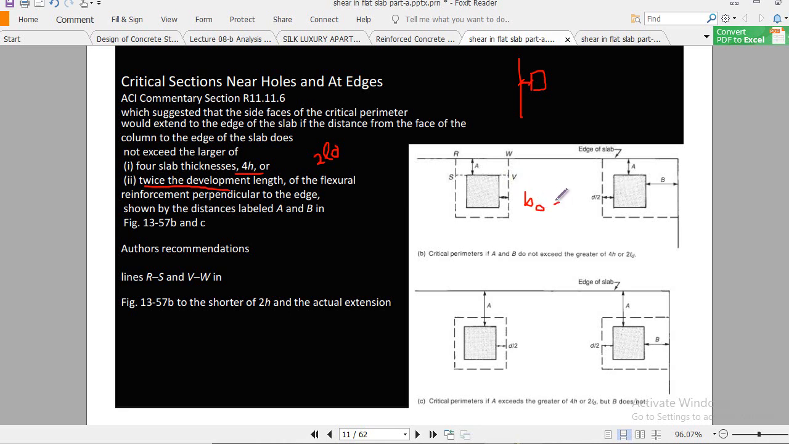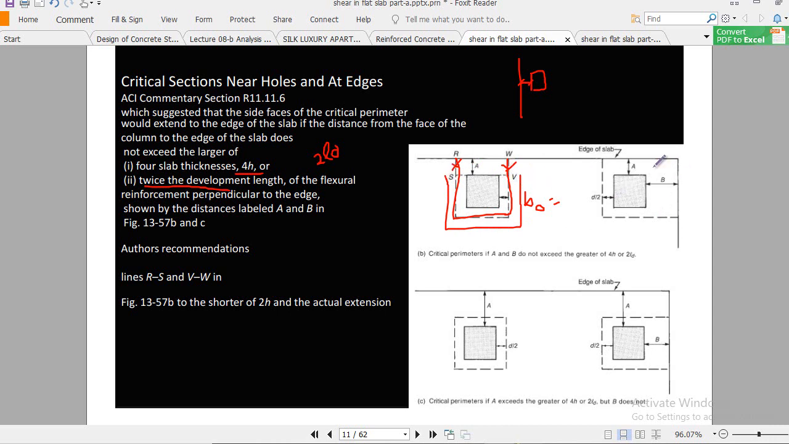Okay, this means that your b naught will start from here, and this one will be your b naught. If the RS or VW distance is less than 4 times h or 2Ld, then you don't consider this RS and VW, and in that case your b naught will start from V and end at S, as usual we do it. Okay, so this is important.